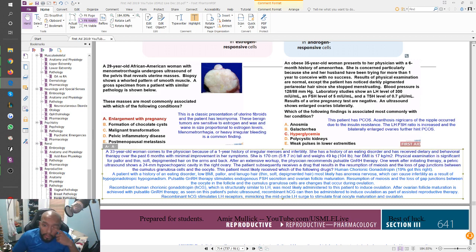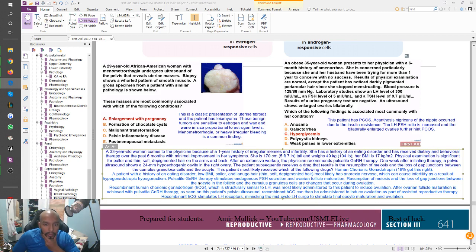Right, so only 19% of people got this question right. The answer here was HCG, but only 19% of people got this right. So what actually happened in this question? A patient with a history of an eating disorder, low BMI, pallor, and lanugo most likely has anorexia nervosa. And they gave you her BMI super low, right? 17. Which can cause infertility as a result of hypogonadotropic hypogonadism. Right? And we saw this earlier when we were starting reproductive pathology.